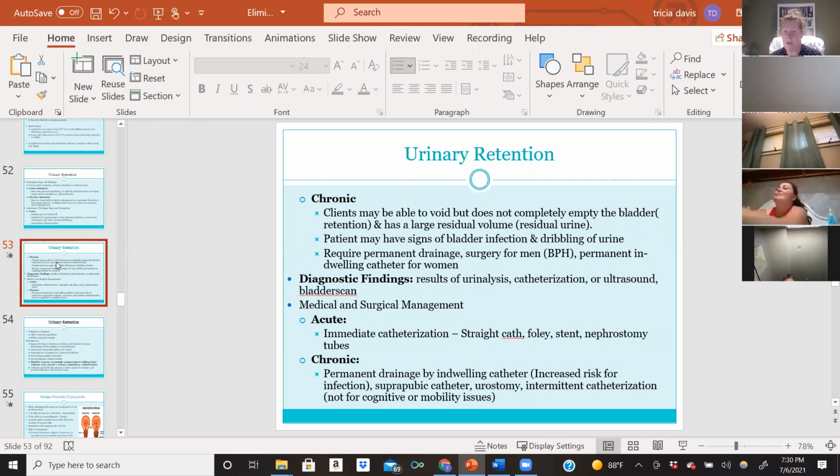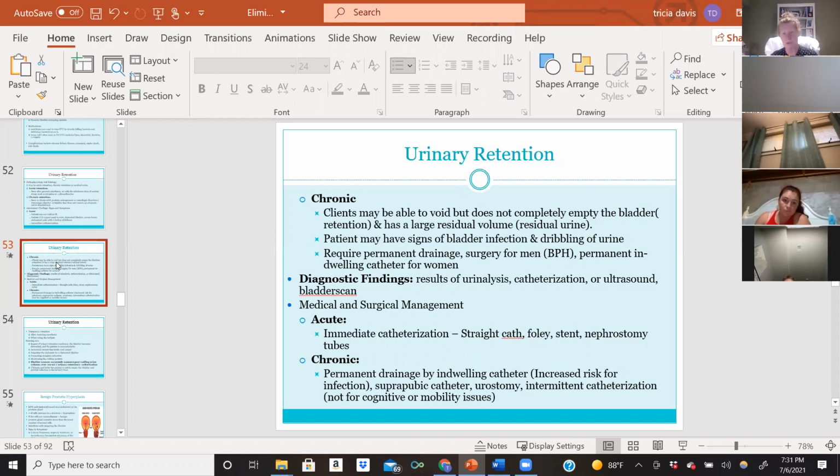So for men who have BPH, they may have a permanent urostomy, or a permanent indwelling catheter. For a woman, that's not always ideal because you're at a risk for developing an infection, or you can have a suprapubic cath, which goes right in the suprapubic area. It goes in through the outside of the skin, and that is connected to a drainage bag. That again is permanent, but it does need to be changed. How often it's changed depends on the urologist and the situation of the patient.